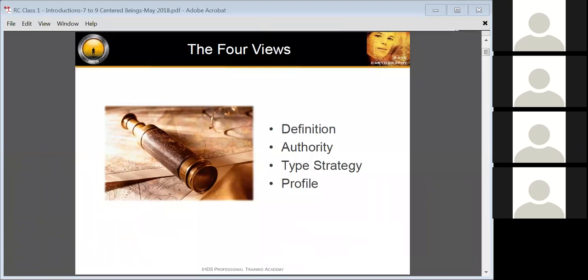Then we have the authority as another view. Authority is how you navigate through life.